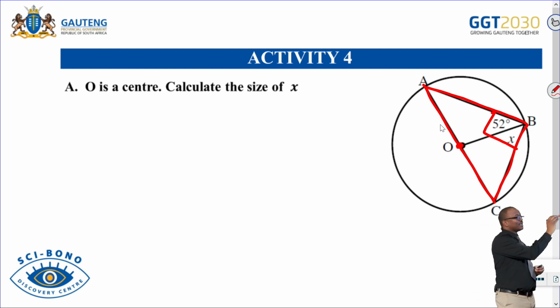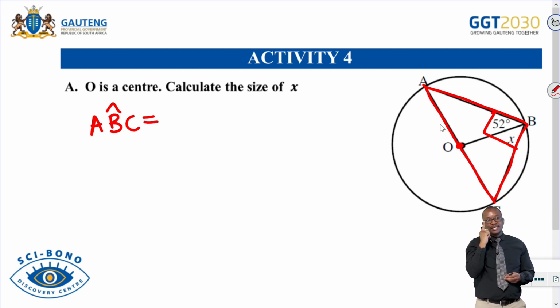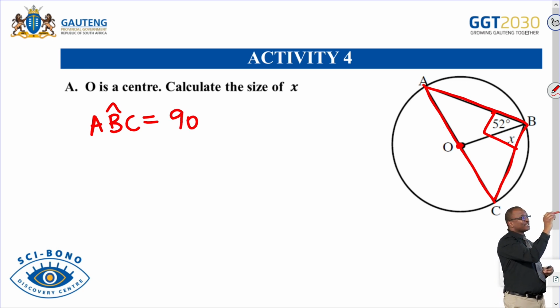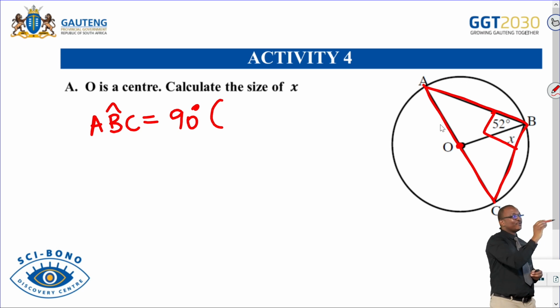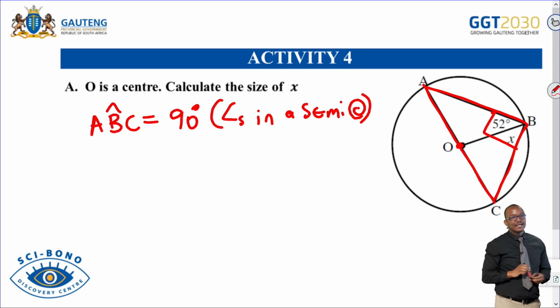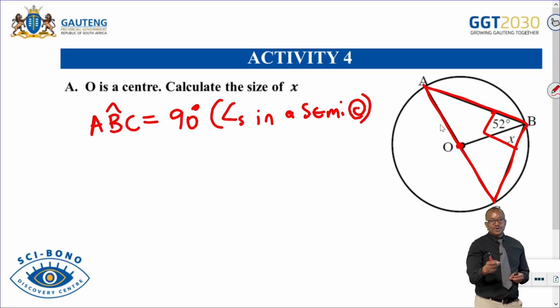Then we're going to say angle ABC, we are talking about angle B now. Your angle B is equal to 90 degrees. Then the reason will be: angles in a semicircle. Correct. Angles in a semicircle is equal to 90 degrees.